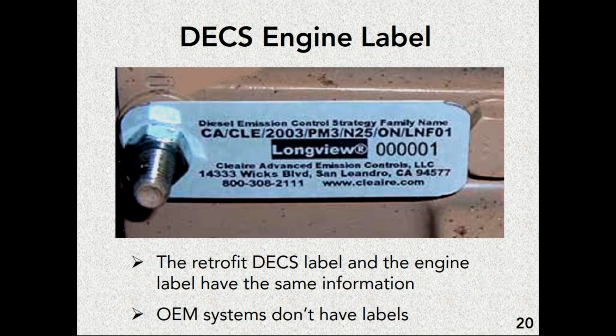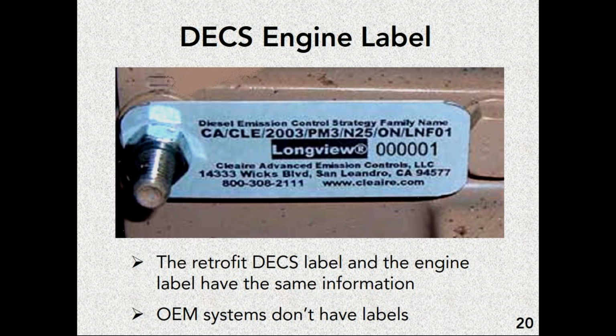Here's another example of an engine label. So legally, if you install a retrofit, it has to have its own label, and there has to be a comparable label with the same information installed somewhere on the engine itself. That's what you're looking at here. This one happens to be for a device and a company that are no longer in existence, but still it's an example of what it is.